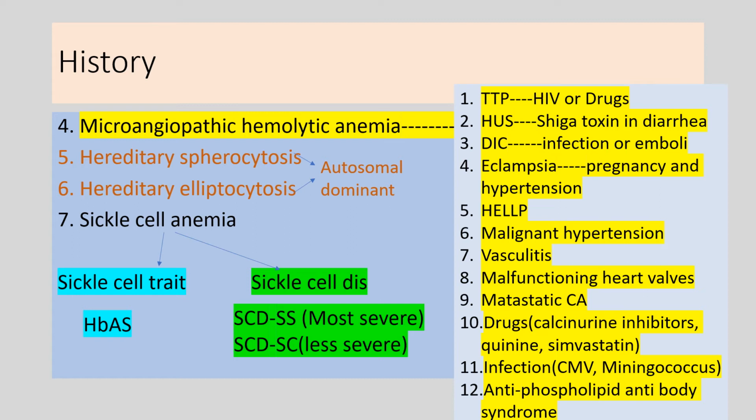If we suspect TTP, there would be a related history of HIV or drug use. In hemolytic uremic syndrome, there is diarrhea related to cytotoxin. In DIC, there is a history of infection or emboli. So in every case, we'll try to find the relevant points in the history. Spherocytosis and elliptocytosis are autosomal dominant conditions, and sickle cell anemia can present as sickle cell disease or sickle cell trait.